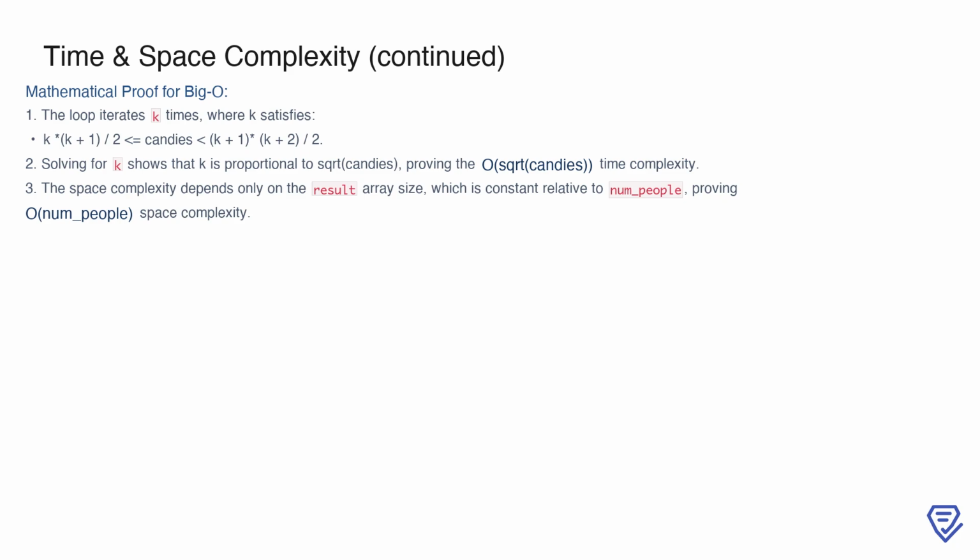On the other hand, the space complexity is determined solely by the result array, which has a fixed size based on the number of people. Since this size does not change with the number of candies, the space complexity is O(number_people). These proofs validate that the algorithm is both time-efficient and space-efficient relative to the input constraints.